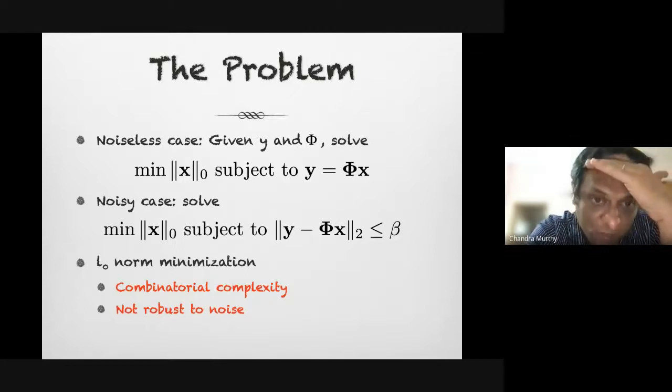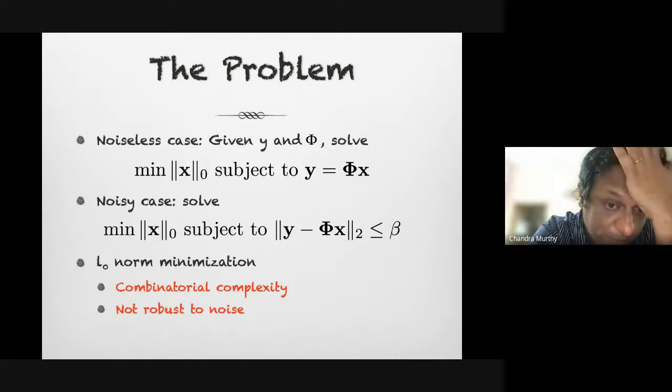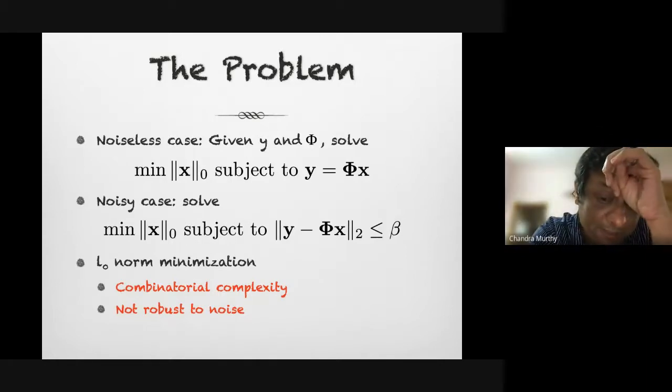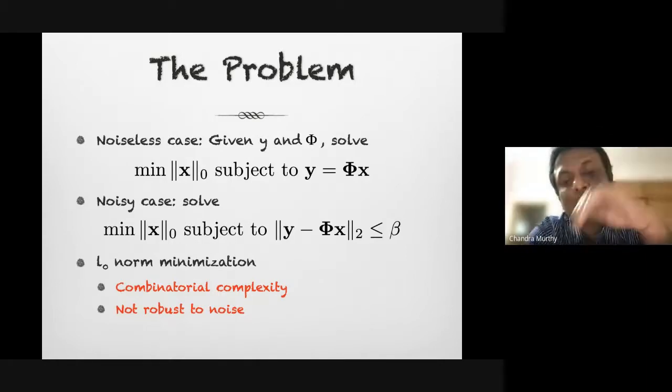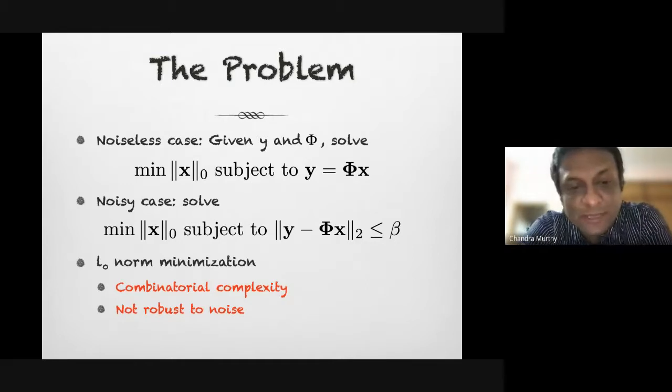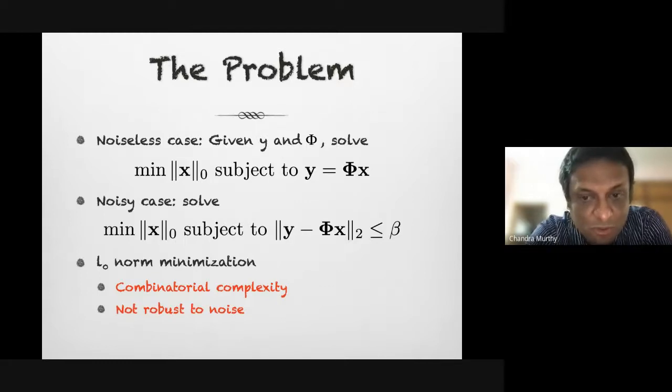Incidentally, the L0 norm is not a norm. It doesn't satisfy, for example, the homogeneity property which all norms need to satisfy. But nonetheless, in the literature, it still goes by the name of L0 norm with the understanding that it's actually not a norm. This L0 norm minimization problem is of combinatorial complexity, and also it's not robust to noise. So a little bit of noise added to phi times x can dramatically change the L0 norm minimizing solution that you can find.